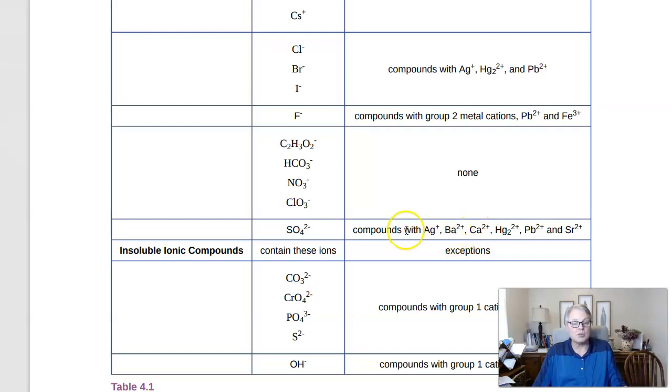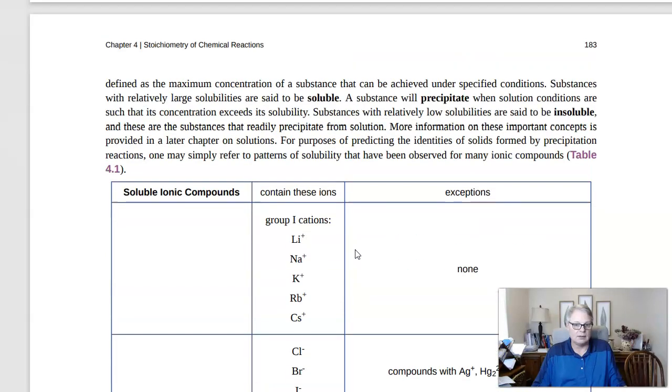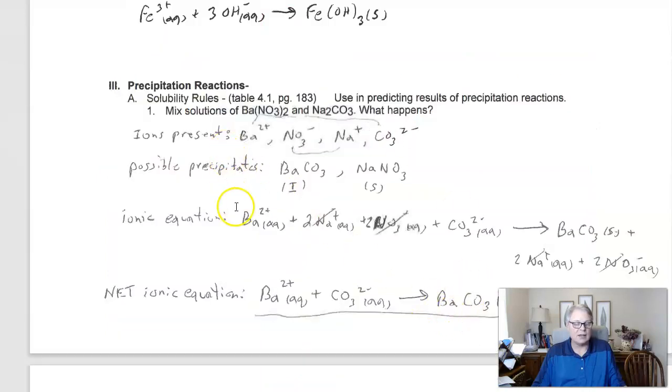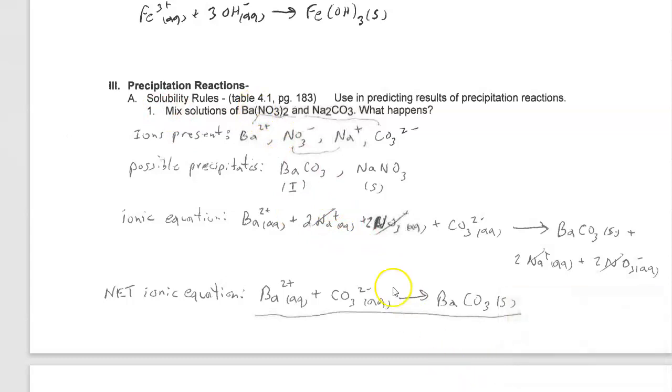So all you got to be able to do is read the chart. If you can read the chart, you're going to be okay. I'm not going to make you memorize the chart. Okay? All right. Well, if you can do that, now you can actually start predicting results for precipitation reactions. So let's talk a little bit about that then.